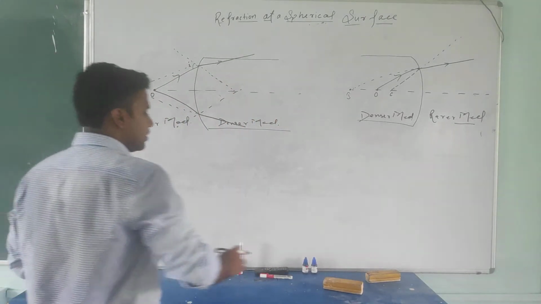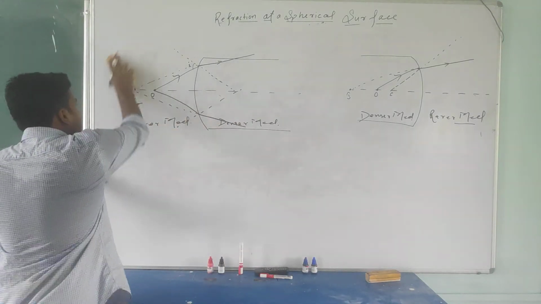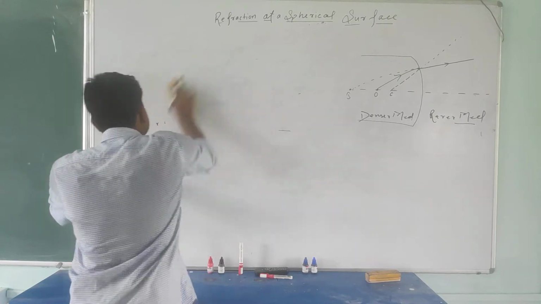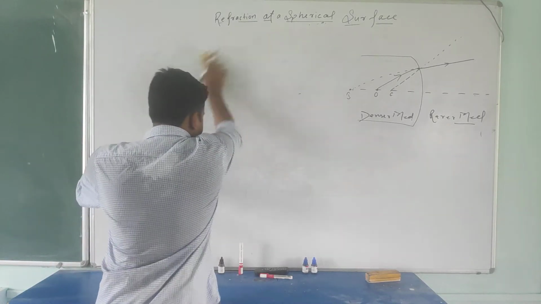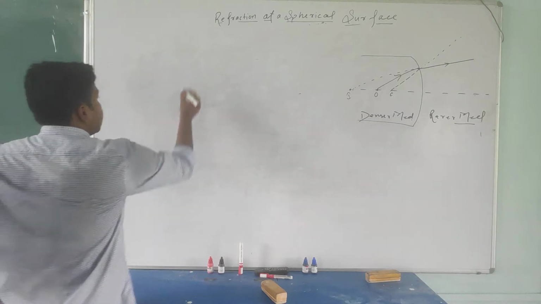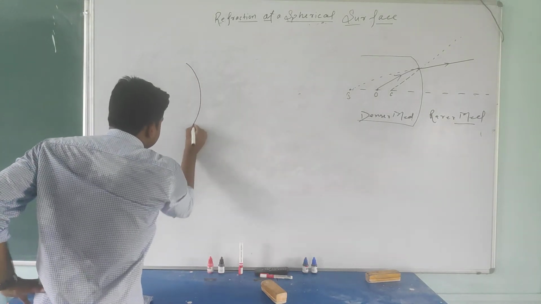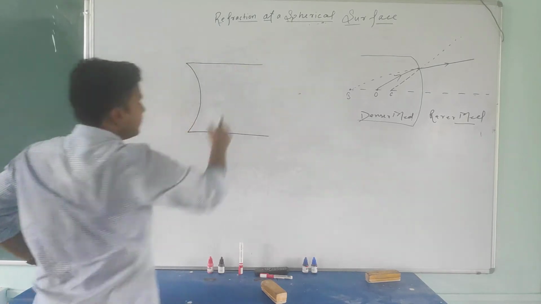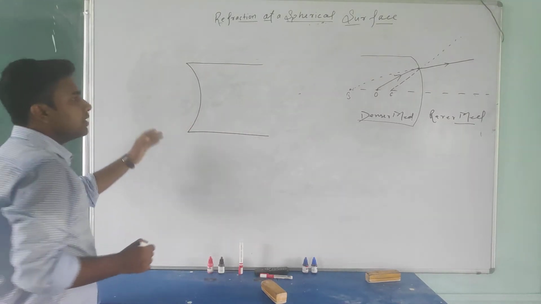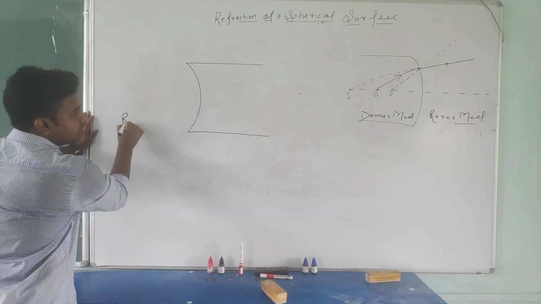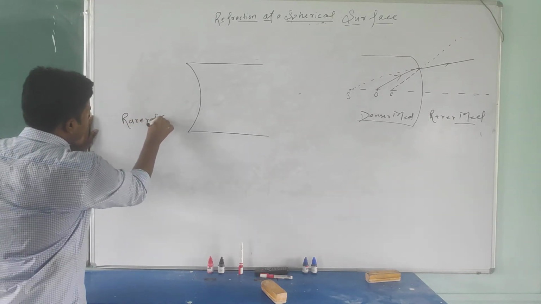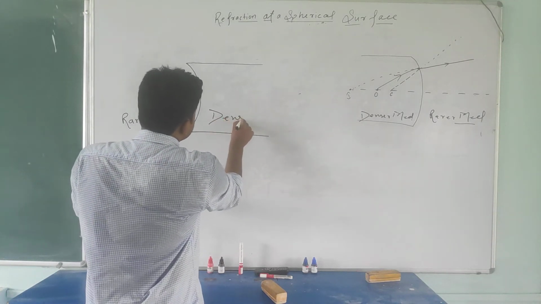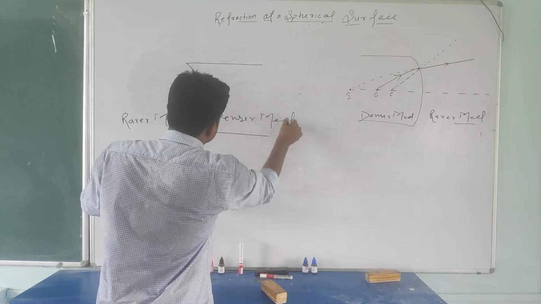Now I am going to take another case where a virtual image will form. The next case, like I am assuming a concave towards the rare medium. Okay, concave towards the rare. This one is again the denser medium. Okay student.